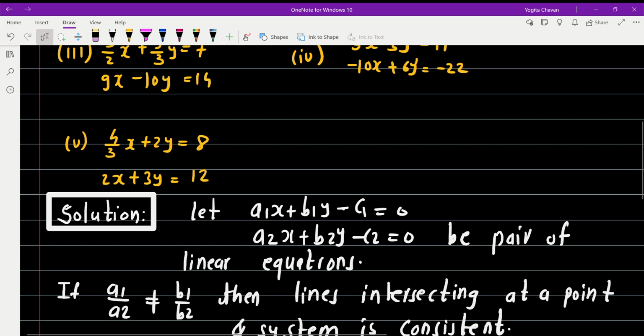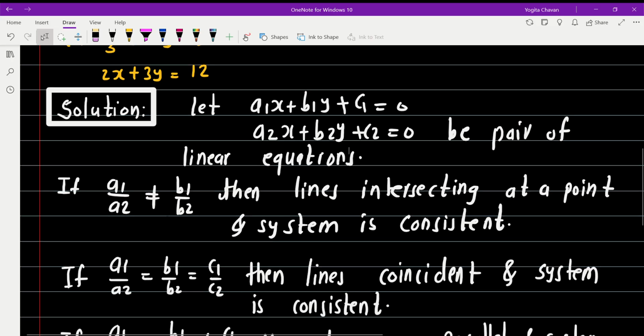अगर हमारे पास ये इक्वेशंस रहा, a1x plus b1y plus c1 equal to 0 and a2x plus b2y plus c2 equal to 0. ये पेयर ऑफ लीनियर इक्वेशंस रहा, तो अगेन कंक्लूजन हम ऐसे ही करेंगे कि अगर a1 upon a2 is not equal to b1 upon b2, then lines intersecting at a point, and in this case system is consistent means pair of linear equations consistent.